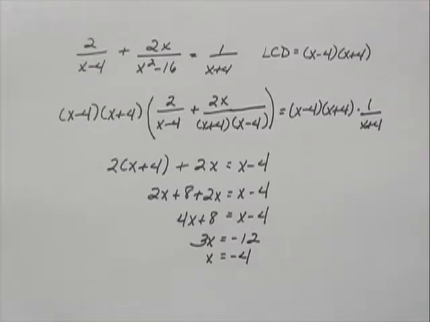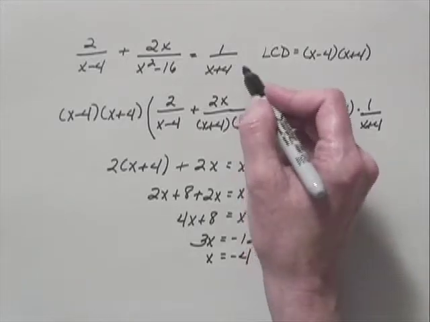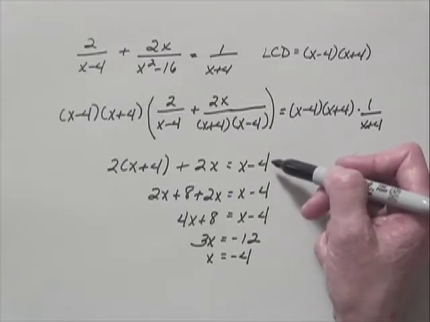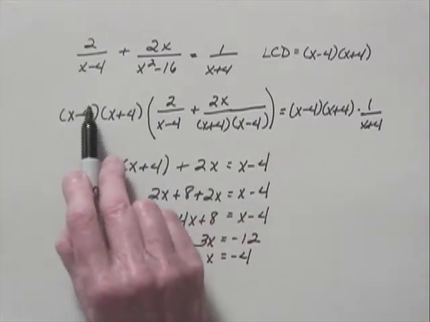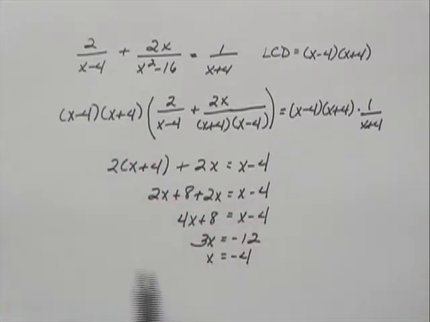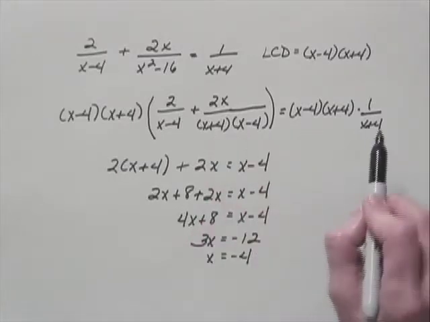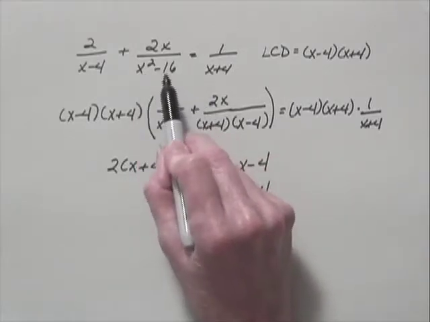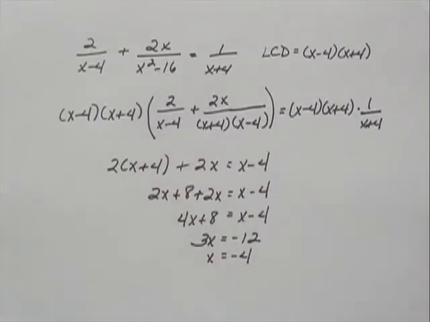Now, when we solve rational equations, we need to check to see that the solution is actually a solution of the original equation, not just a solution of the equation that we got when we cleared fractions. And when we look back at the original equation, we see that the value of negative 4 for x makes this denominator 0 and it makes this denominator 0. Or back in the original equation, when x is negative 4, this is 0 and this is 0. So the only possible solution is not a solution of the original equation. So we would have to say that this equation has no solution.